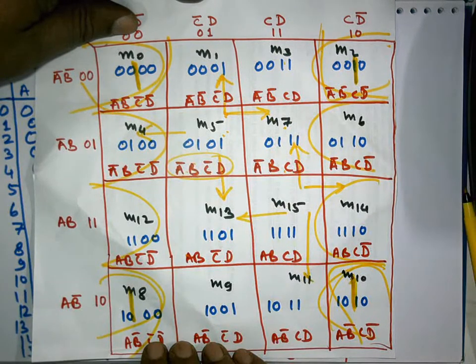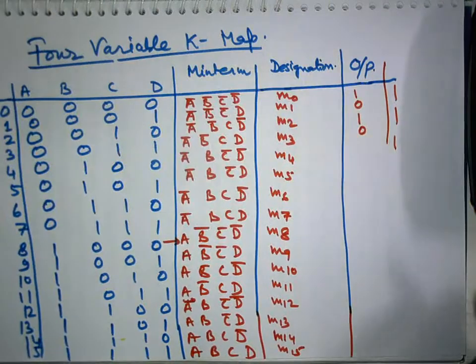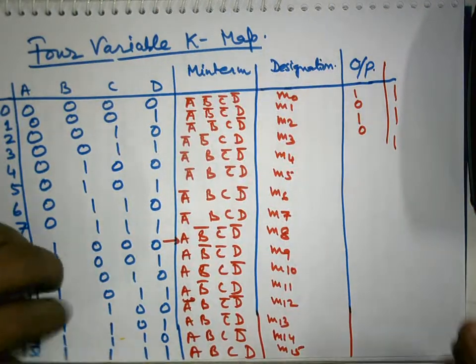And you have to be very strong in K-map, because this is the backbone of digital designing. This is the backbone of any digital designing, whether it is for combinational circuit or for sequential circuit. Okay. Now I am coming to some more terms.